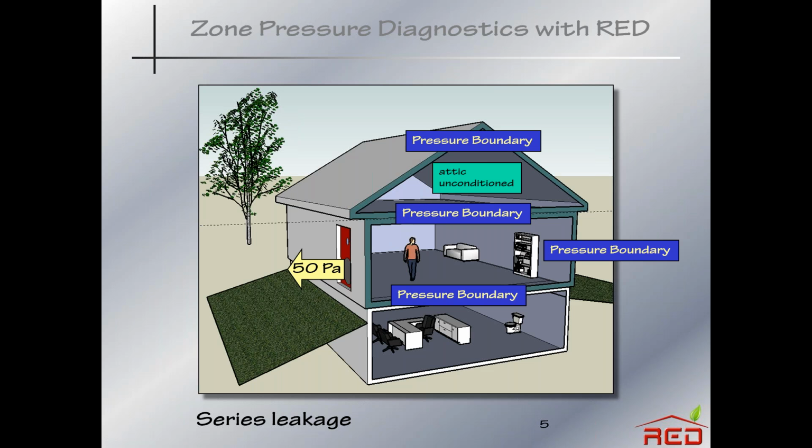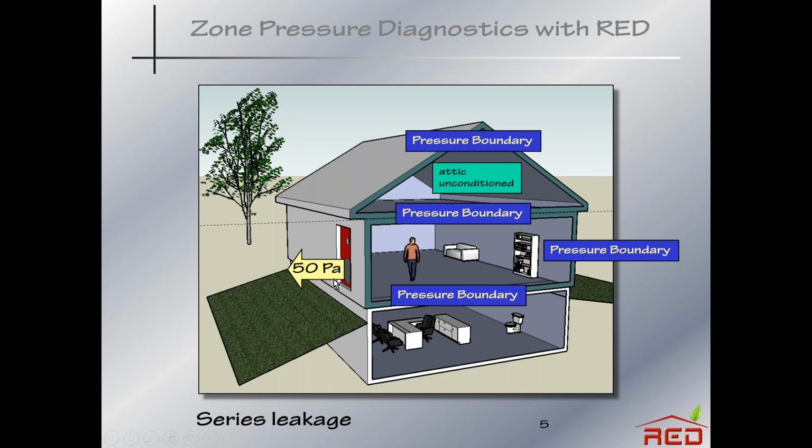And as a result of the new data we get from the modified condition, we are able to tell what the leakage is between the house and the attic through this pressure boundary. And we are able to tell what the leakage is from the zone, in this case the attic, to the outdoors through the pressure boundary made up by the roof and the gable ends. This diagram doesn't show gable ends, but just pretend that they are there.